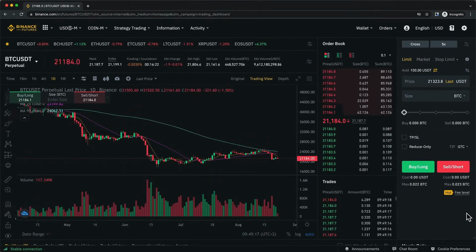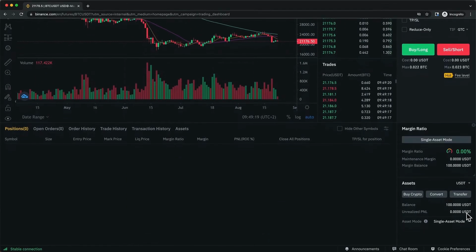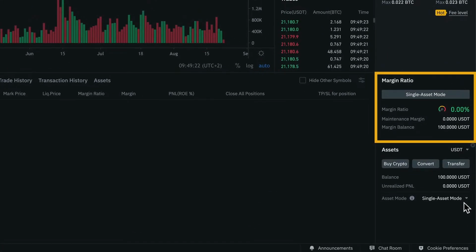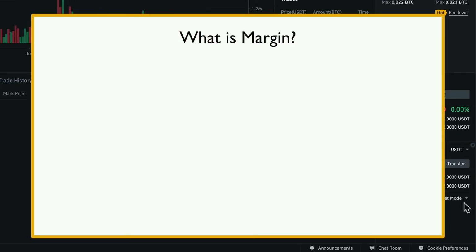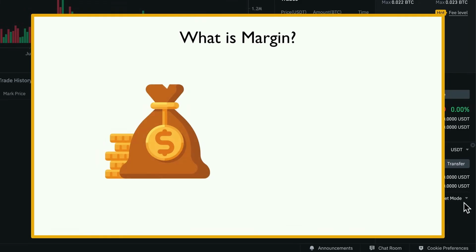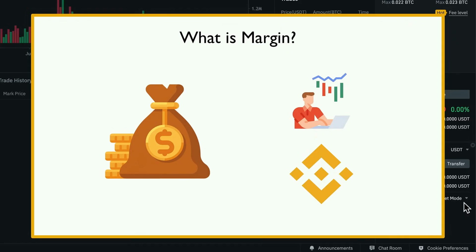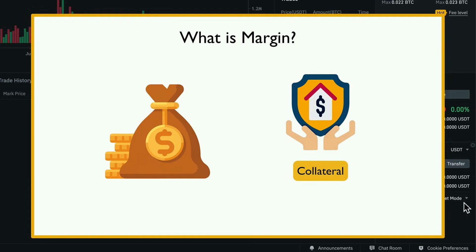Now, the next thing we need to talk about is our margin ratio, which we can see down here. But before we talk about the margin ratio, let's look at what the word margin actually means. Margin is the amount of money we must have in our futures wallet to protect both the traders and Binance from possible losses on trades. So the margin acts as collateral on our future positions.